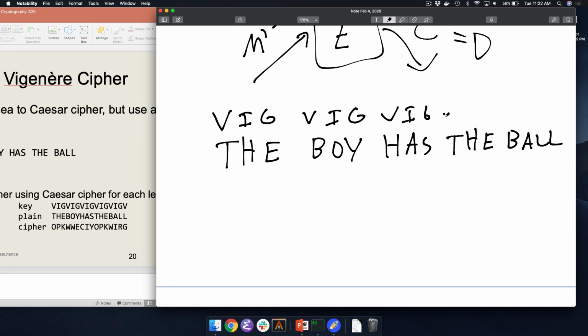VIG, VIG. Surprisingly difficult. Okay, what do I do with this last letter? Essentially each character is going to be encrypted, meaning shifted by the amount that the key says on the letter above it.